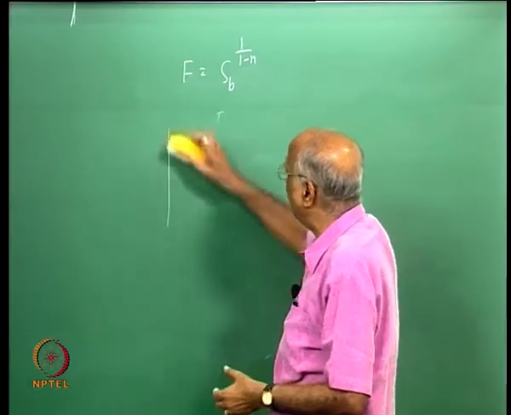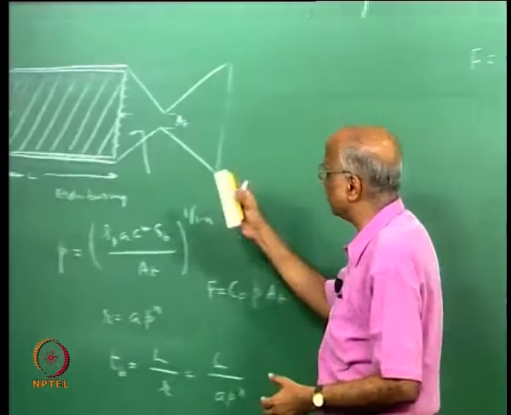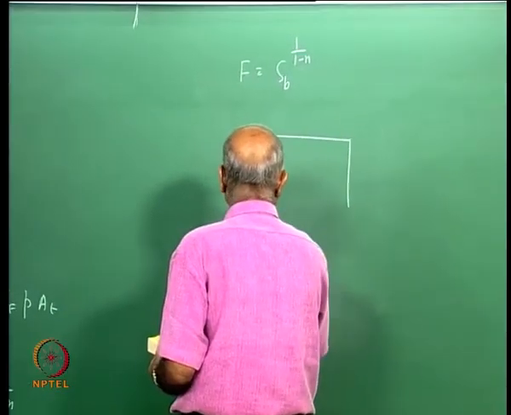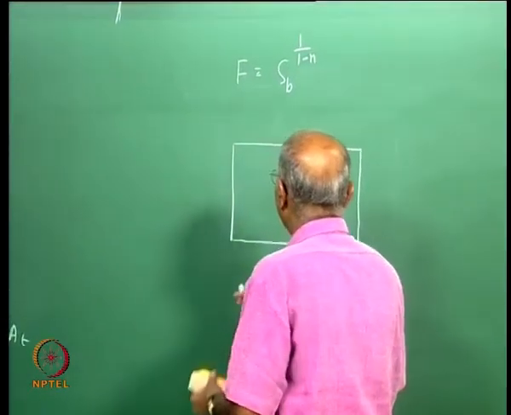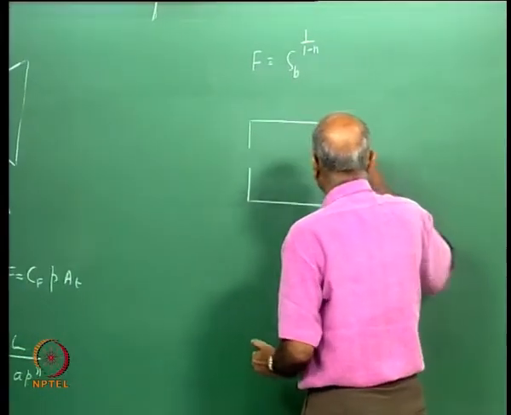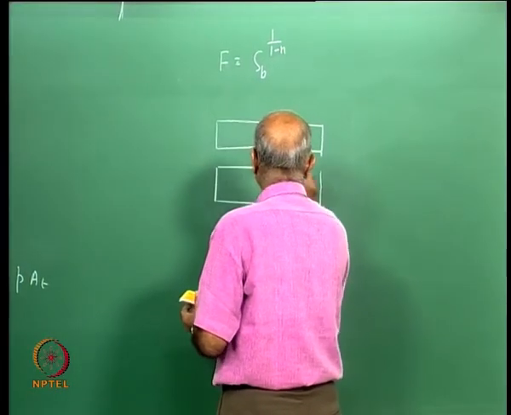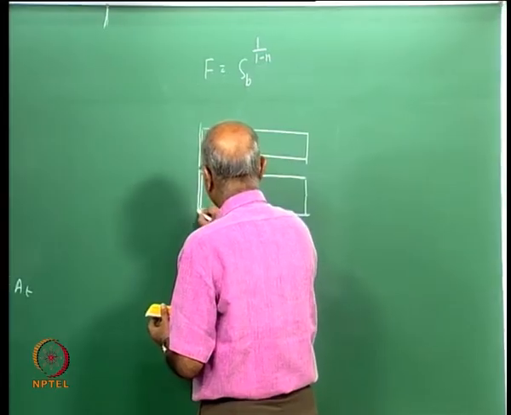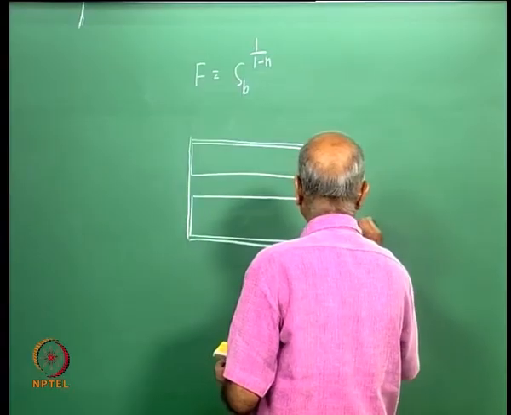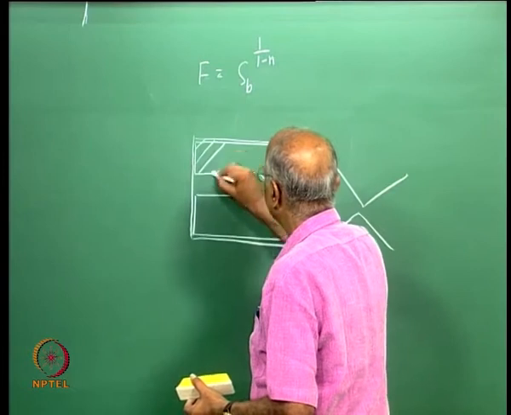Therefore, to be able to get some meaningful values, why not try some innovations in this? I take the same propellant block, and maybe what I do is, instead of burning it from the end, I burn it radially. In other words, I make a hole in the propellant block, I again put it in the motor case, this is my nozzle, and now this is my propellant block here.